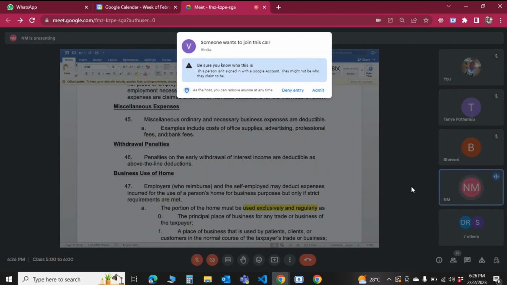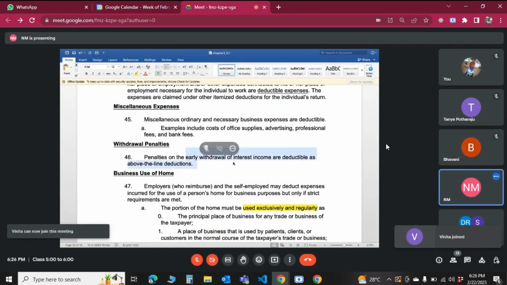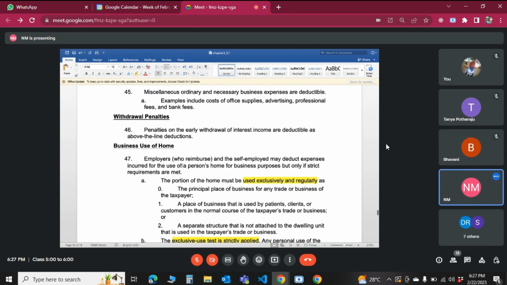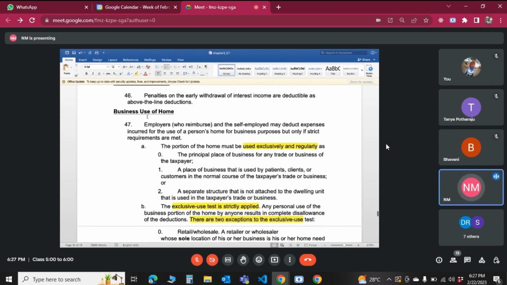Okay. Any kind of penalties, a lot of times, if you're withdrawing the interest income, let's say you're breaking your CD, or they call it CD in the US, not FDs. So if you're breaking it, if it's a 1-year CD, 2-year CD, and you're breaking it ahead of time, there might be some penalties that they may charge. So those are all deductible against that income, or you can also take it as a deduction separately above the line. Yeah, any business use of home, that's interesting.